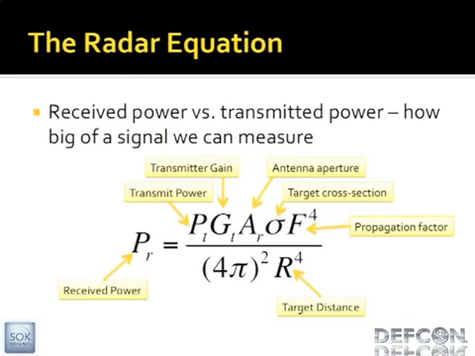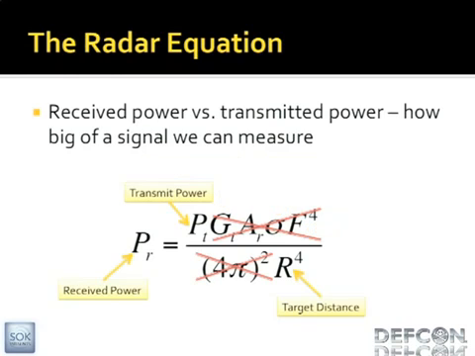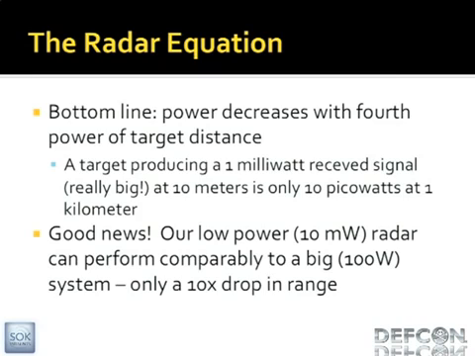I actually don't really care about most of this stuff right now. The main point I want to make is this target distance here. So we have power over r to the fourth. That means that basically, your transmit power doesn't matter that much. The received power is going to decrease with the fourth power of the distance. So if you move a factor of 10 away, my example here is if you receive a signal of 1 milliwatt at 10 meters, at a kilometer that's 10 picowatts. It's really tiny.